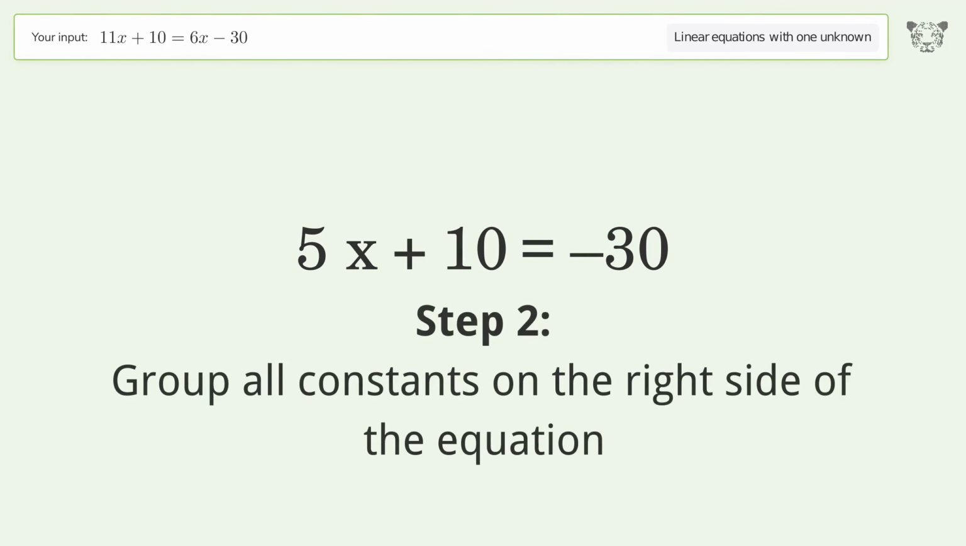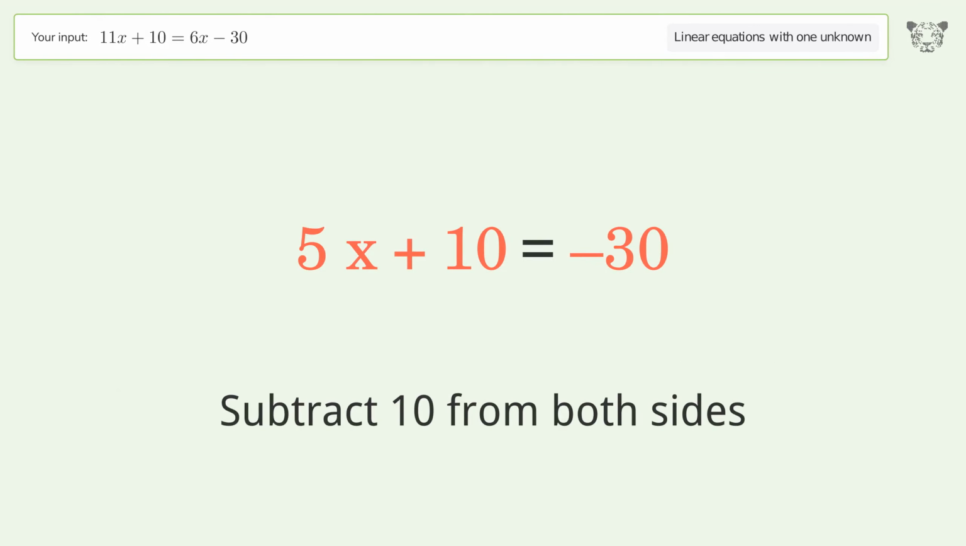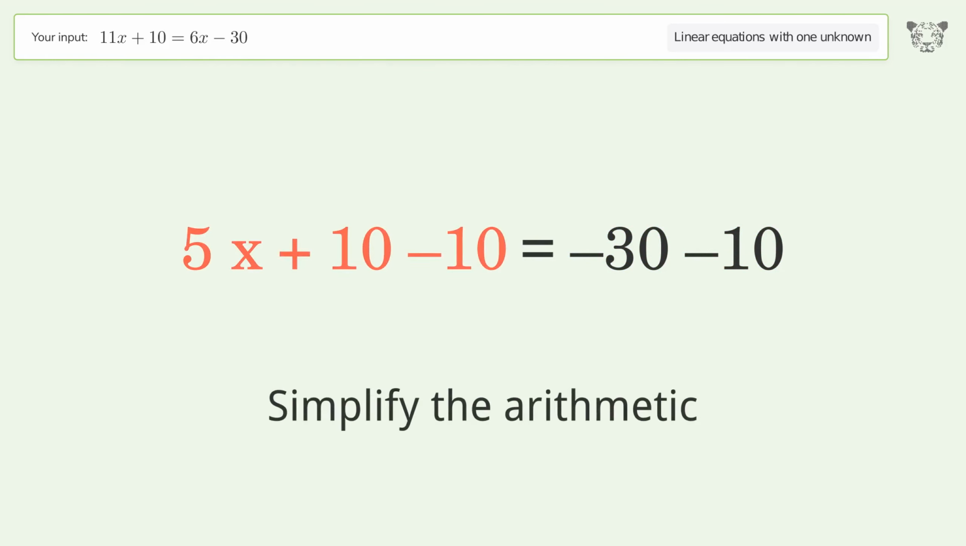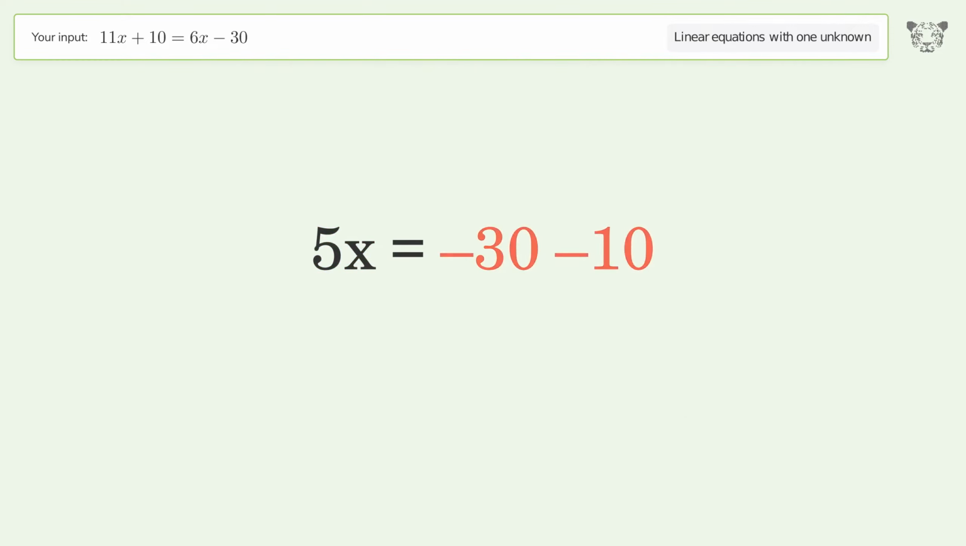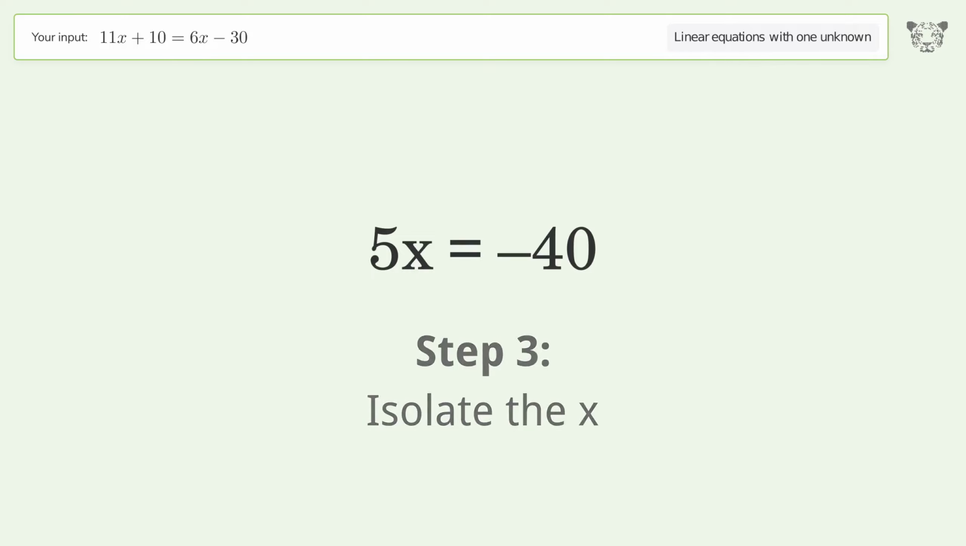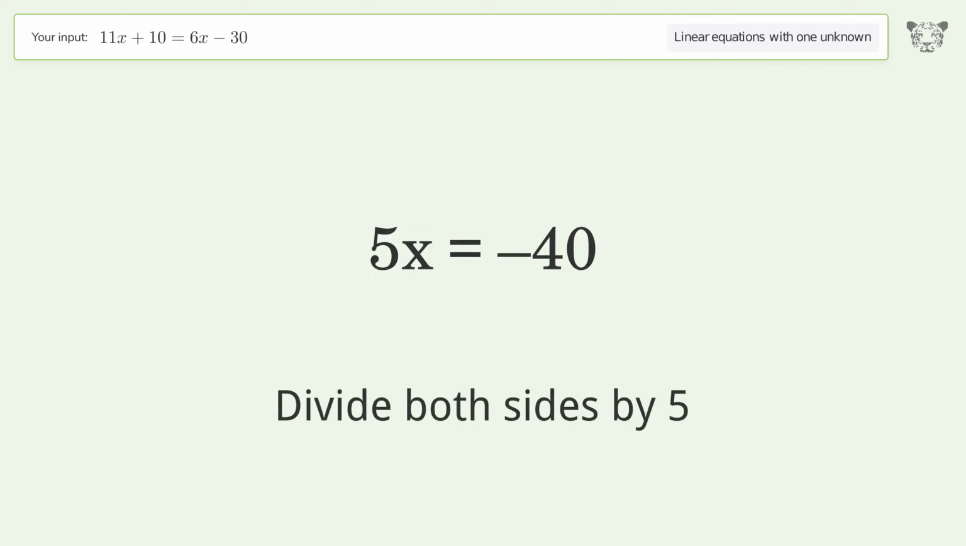Group all constants on the right side of the equation. Subtract 10 from both sides. Simplify the arithmetic. Isolate the x. Divide both sides by 5.